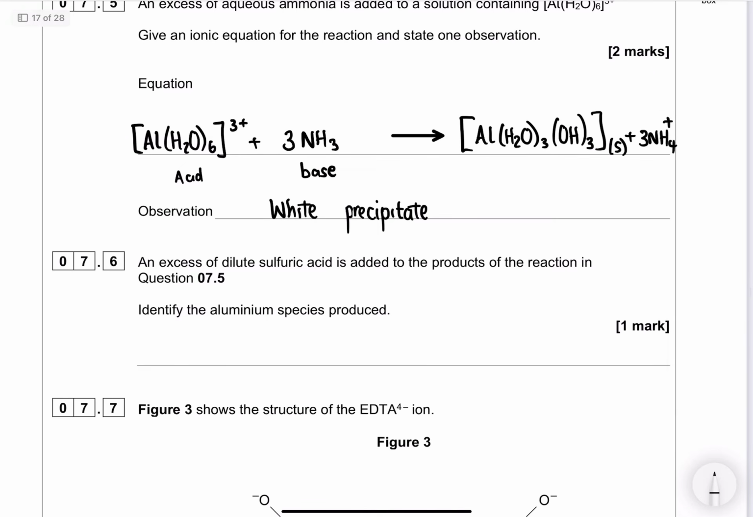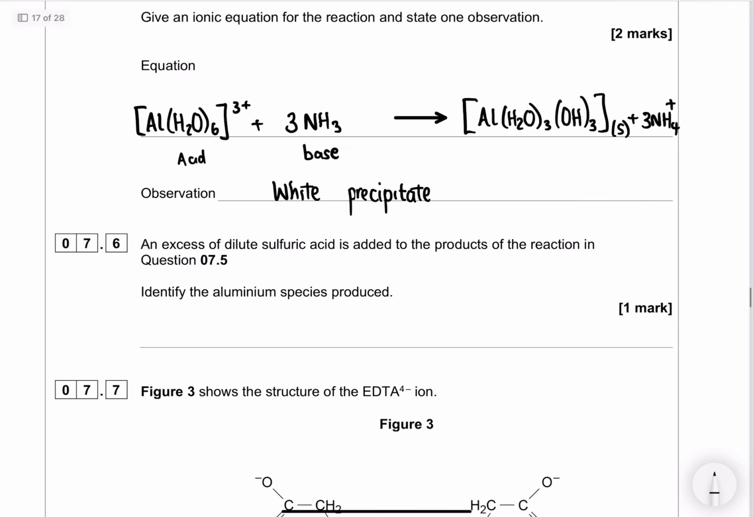An excess of dilute sulfuric acid is added to the products of the reaction in 7.5, identify the species produced. Well, the acid shifts us back to the beginning. Acids are proton donors, so those 3 waters that were deprotonated become reprotonated, and we just go back to the hexaaqua ion.